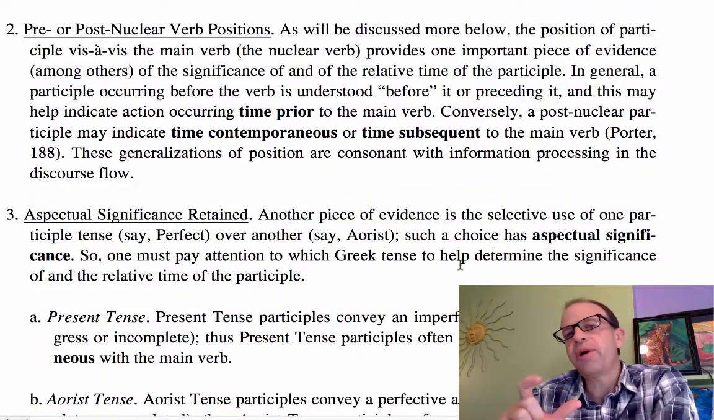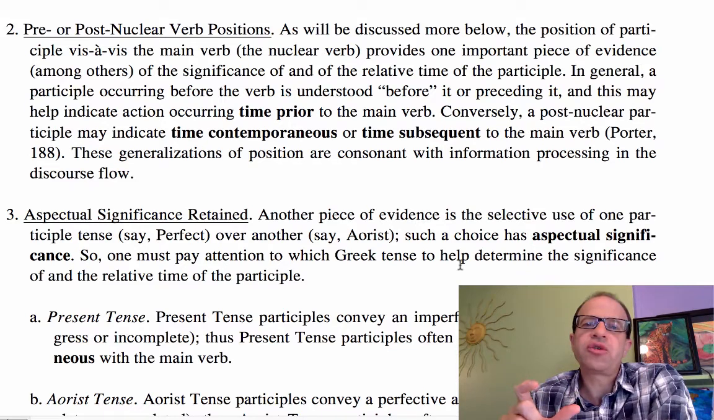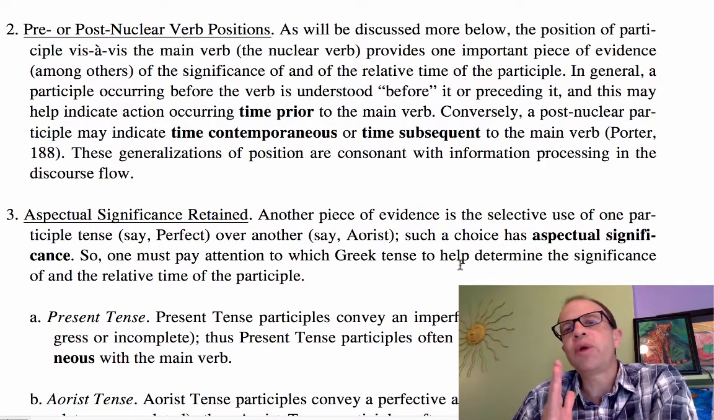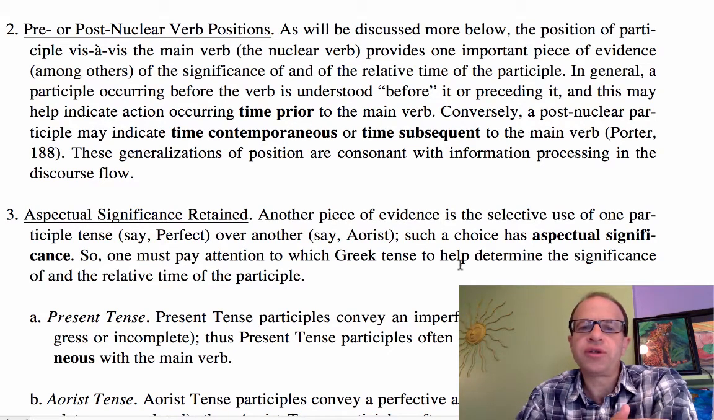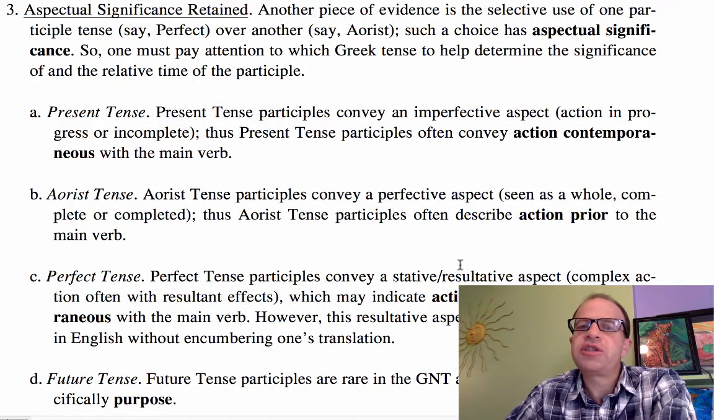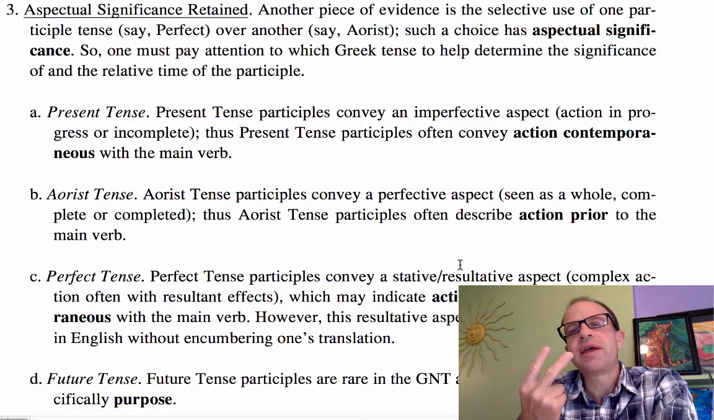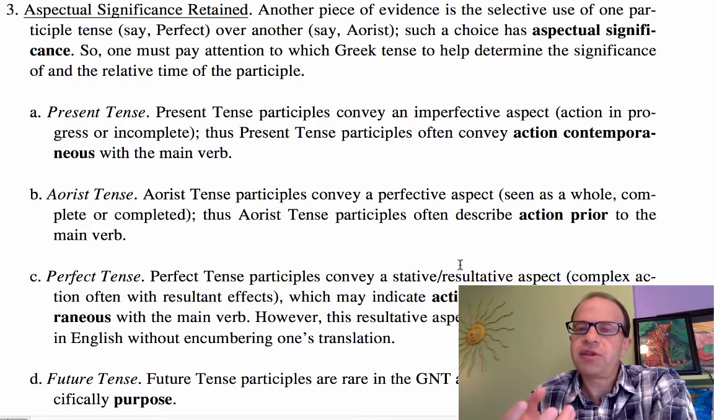What's going to be really important with participles, particularly with circumstantial or non-adjectival participles, is their pre or post-nuclear position. Now, what I mean by that is, are they occurring before the main verb, or are they occurring afterwards? Verbal aspect is still retained. And so participles mainly occur in present tense forms, aorist tense forms, and there's just a handful of perfect tense forms, more than a handful. And then really there is just a handful of future tense, about 10 future tense participles. So mainly you need to really focus on the present and aorist tenses, and then some perfect tense.